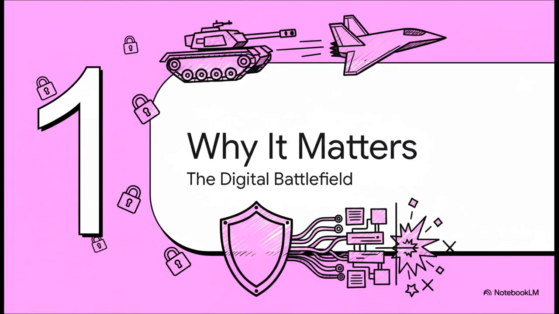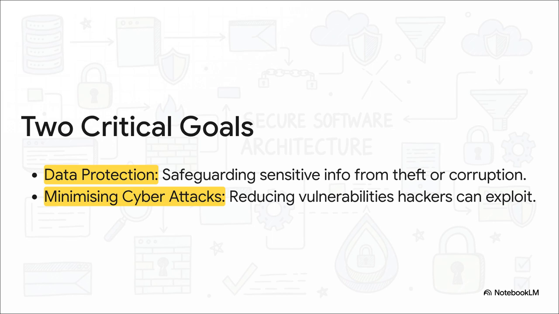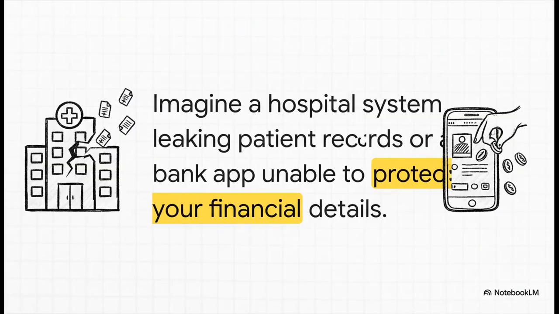You have to imagine the modern internet as this huge digital battlefield. Your data, it's under constant attack from all sides. And building secure software, that's our best and really our first line of defense. When you really boil it all down, secure architecture has 2 main goals. First, you've got to protect the data itself. Keep it safe from being stolen or messed with. And second, you want to shrink the attack surface, basically reducing the number of weak spots a hacker could try to break through.